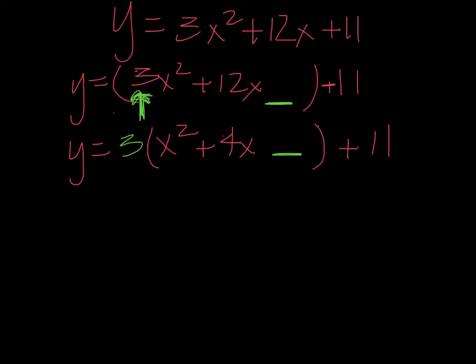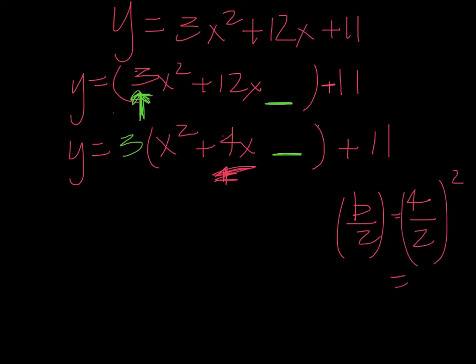Okay, now what I need to do is find a new c, and I'm going to find it using this b. The b is my 4. So I take the 4, because that's the b term right here, divided by 2, squared. Well, 4 divided by 2 is 2. 2 squared is 4. So I'm going to add 4 here. Again, when I find a new c, it's always going to be positive.